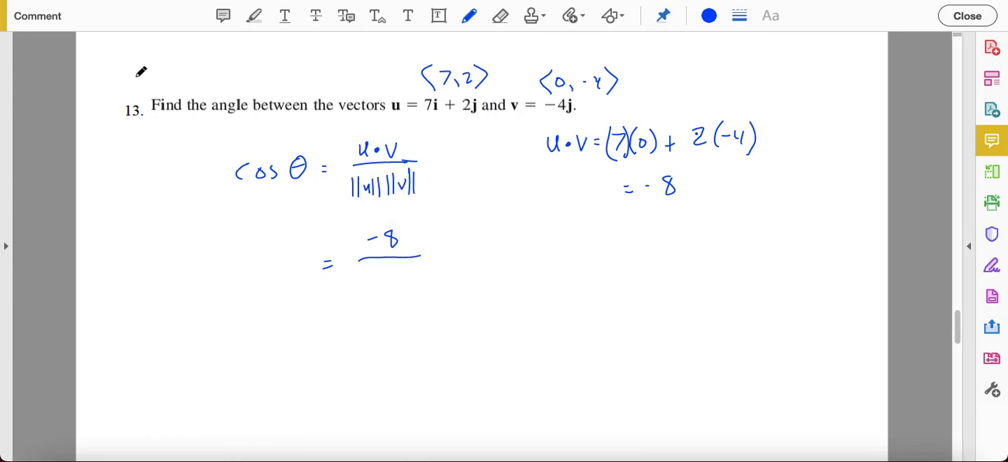Well, magnitude of u follows the Pythagorean theorem here. So we'll say magnitude of u squared equals 7 squared plus 2 squared. So that would be u squared equals 49 plus 4, which is 53. And take the square root. So magnitude of u equals the square root of 53. So we can replace that down there, square root of 53. And we got the magnitude of u.